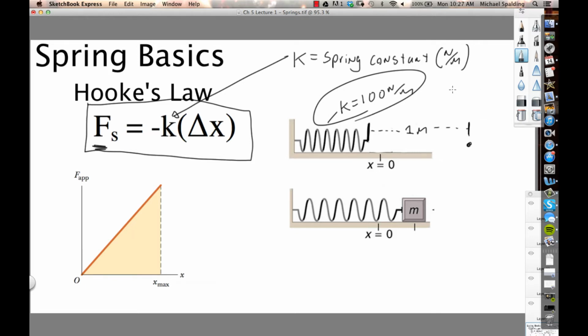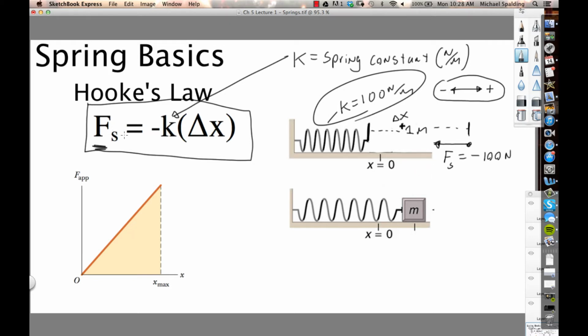And which way would the force be? So I pulled the spring to the right. So in physics, our sign convention, to the right is plus, to the left is minus. So this 1 meter right here, that's the delta x, and it's plus. Why is it plus? Because we went to the right. Which way would the force of the spring be? To the left. The force of the spring would be to the left. And what would it be? 100 newtons, right? Now, why negative? Because it points to the left.